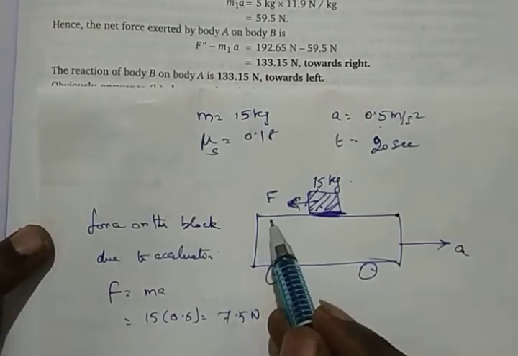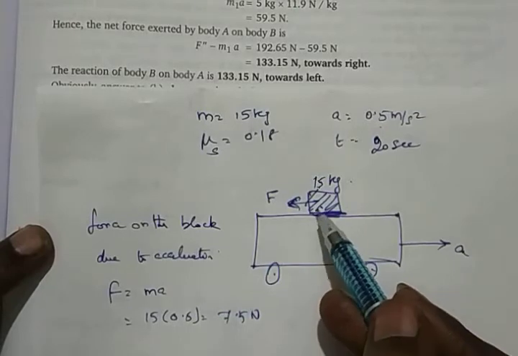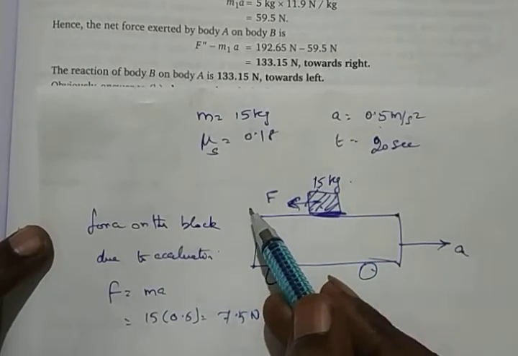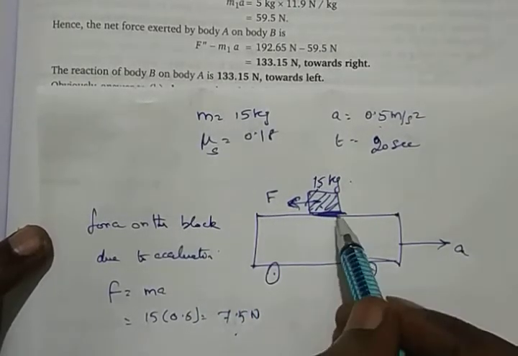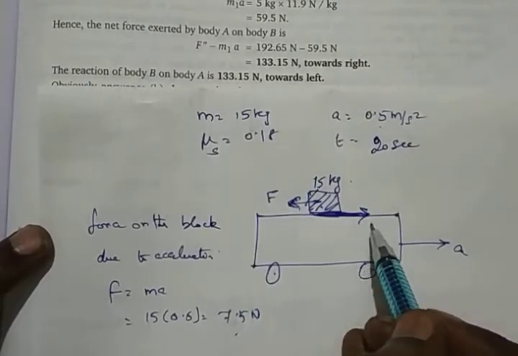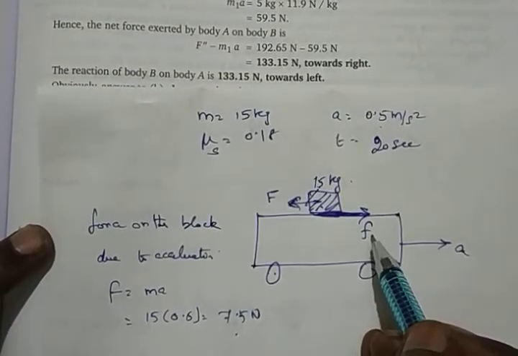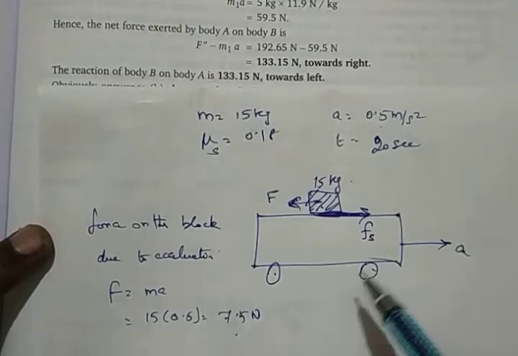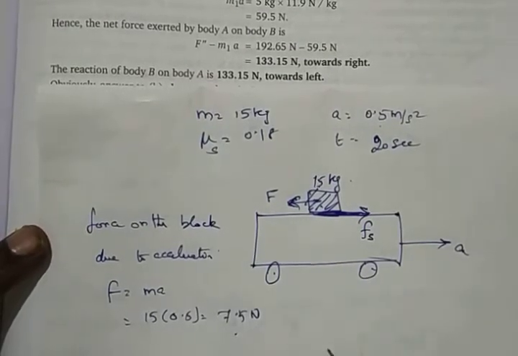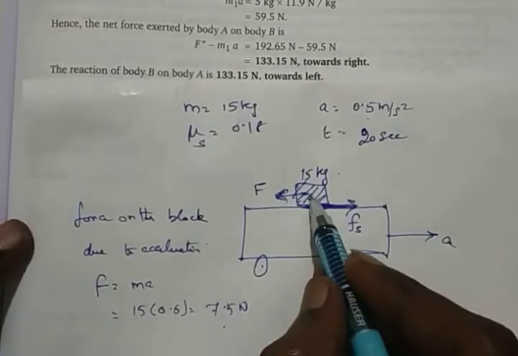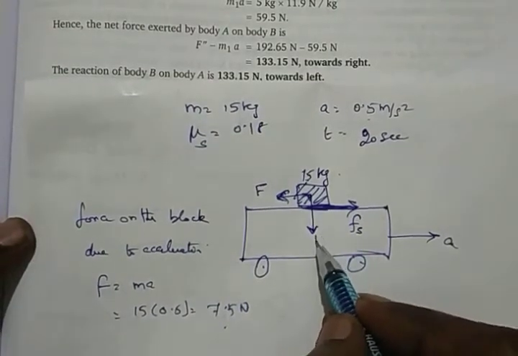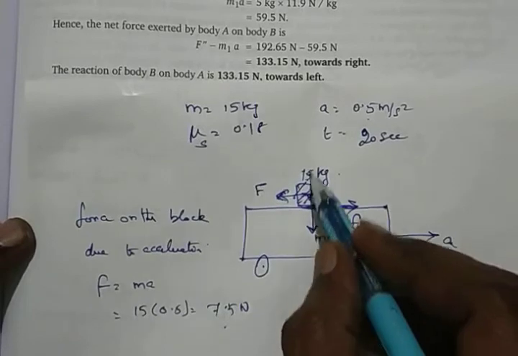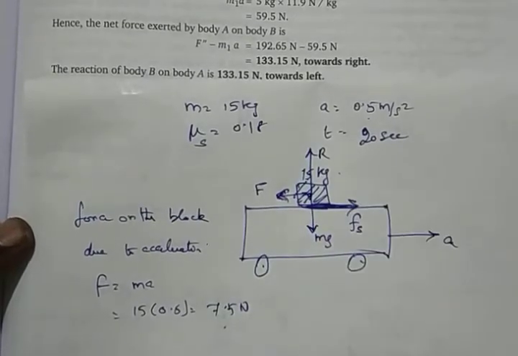When it is acting here, where will the frictional force be acting? When this body is about to move in this direction with a force of 7.5, the frictional force will be acting in this direction. And we call it Fs, the static friction force. We'll see whether it is static friction or kinetic friction. So you get this Fs. Now the body will have mg down here, and it will have the normal reaction up there.